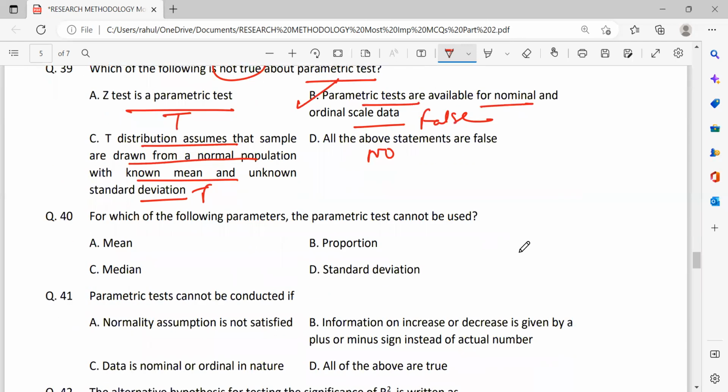Question number 40. For which of the following parameters the parametric test cannot be used? Parametric test cannot be used for medians. Option C is the correct answer here.